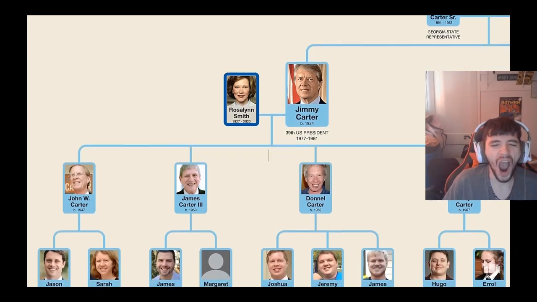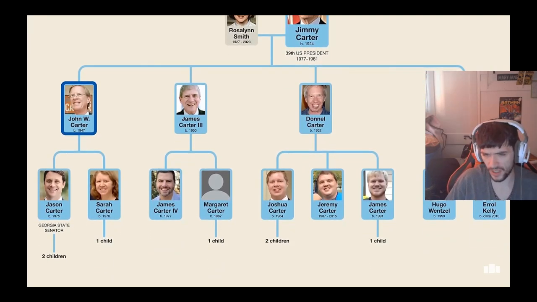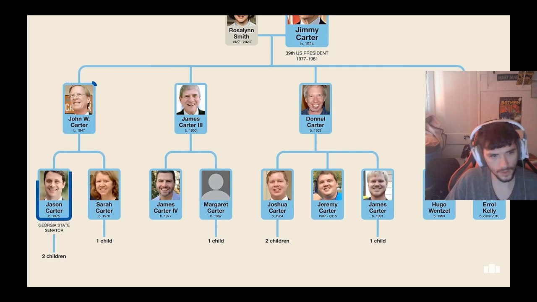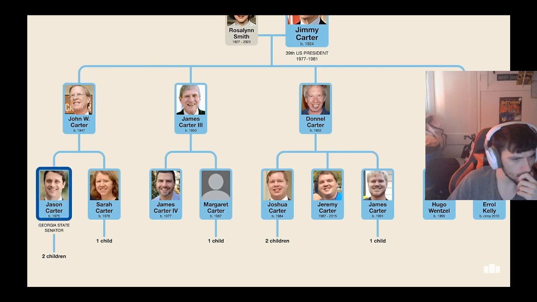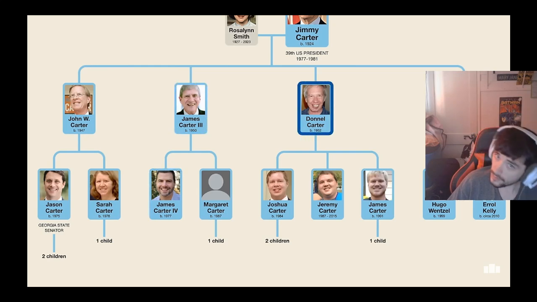They had 4 children. His eldest, who goes by Jack, ran for U.S. Senator in Nevada, but lost to the incumbent Republican. However, his son, Jason Carter, went on to serve as a state senator in Georgia before losing the race for governor in 2014. Then there's Jimmy Carter III, who actually goes by Chip. He's the father of Jimmy Carter IV, who, as of yet, has not had a Jimmy Carter V. Next comes Donnell, who actually goes by Jeff. Not sure why all the boys go by other names.